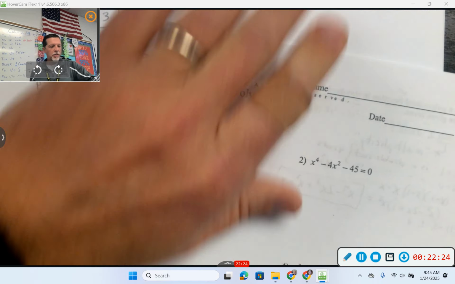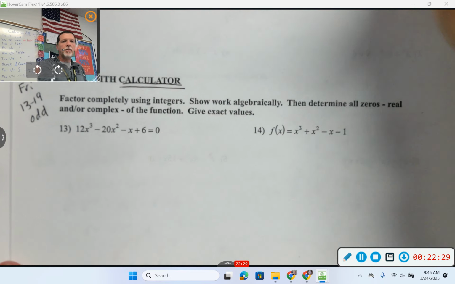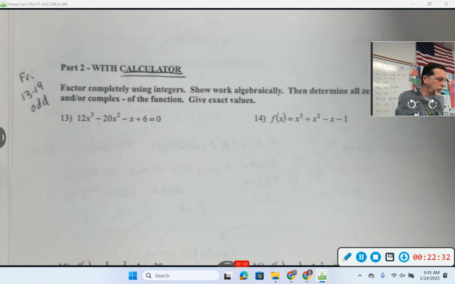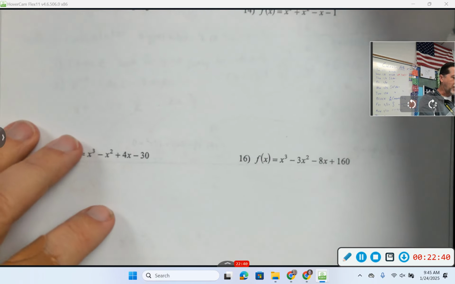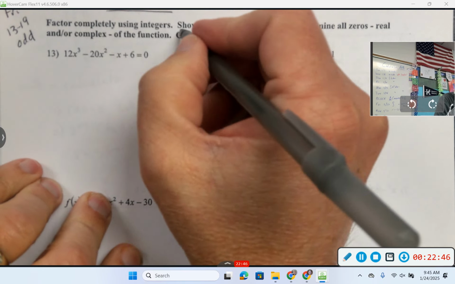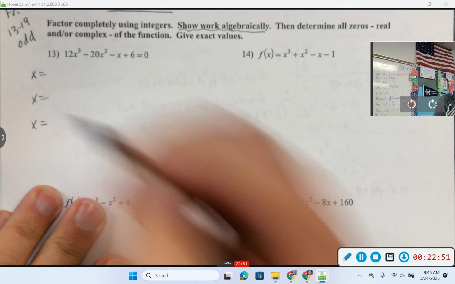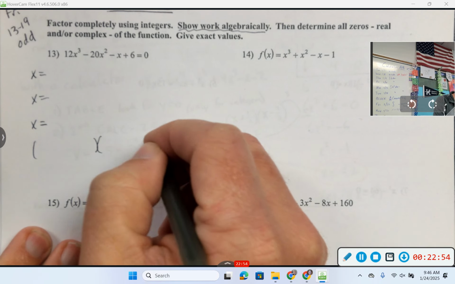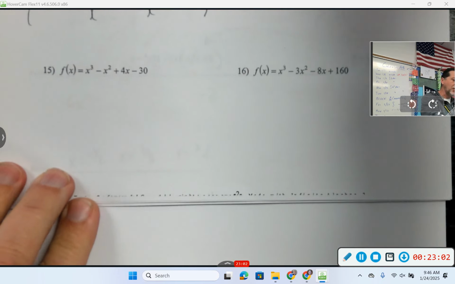Okay, today's assignment, we'll do some of it together, because I've only done one example at this point. Today's assignment is 13 through 19 odd. 13 is pretty easy because all the factors you can find on the calculator. It says show work algebraically, but with a calculator, all you're going to find is the 3 zeros, and then turn those zeros into factors, and you're done. So 13 is pretty easy. There's really not much work to show. Let's do 15 together, though.